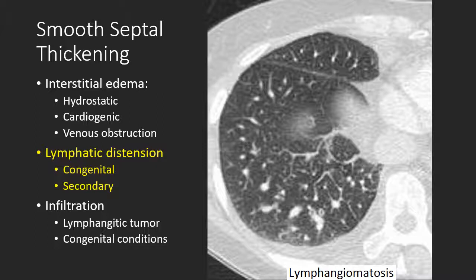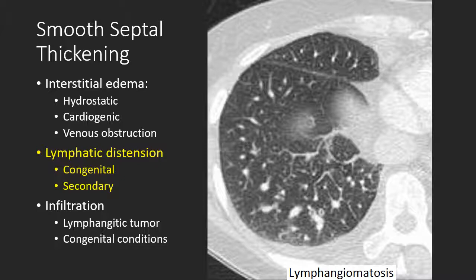So let's move on to lymphatic distension. So the causes of lymphatic distension are generally pretty rare. So there's some congenital causes like lymphangiomatosis and lymphangiectasia. Lymphangiectasia we never see in adulthood. This is something that's diagnosed perinatally. Pulmonary lymphangiomatosis we can see in children and young adults because of hormonal stimulation.